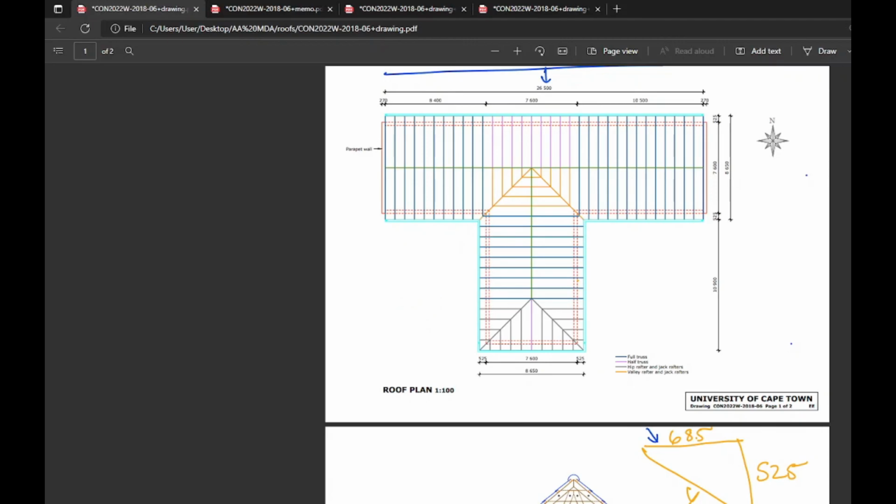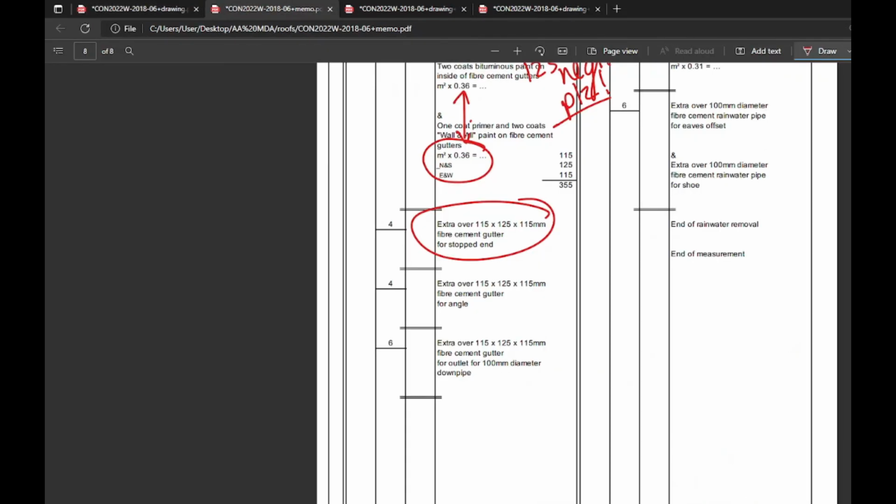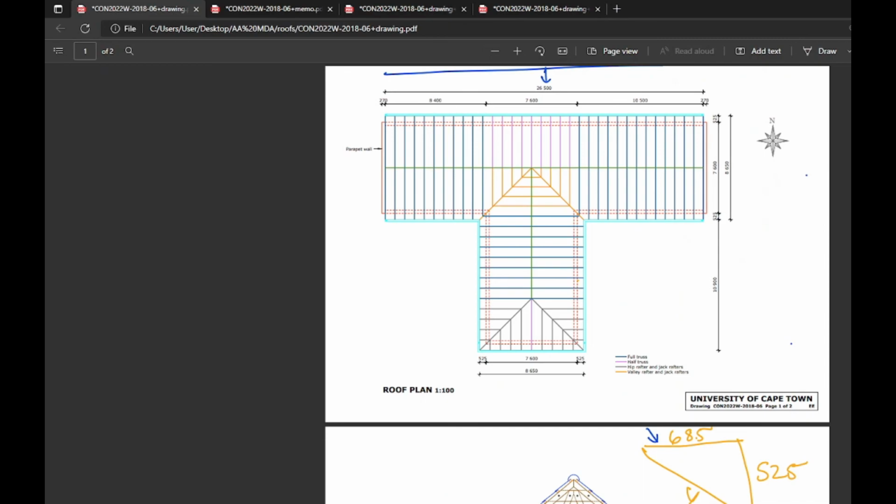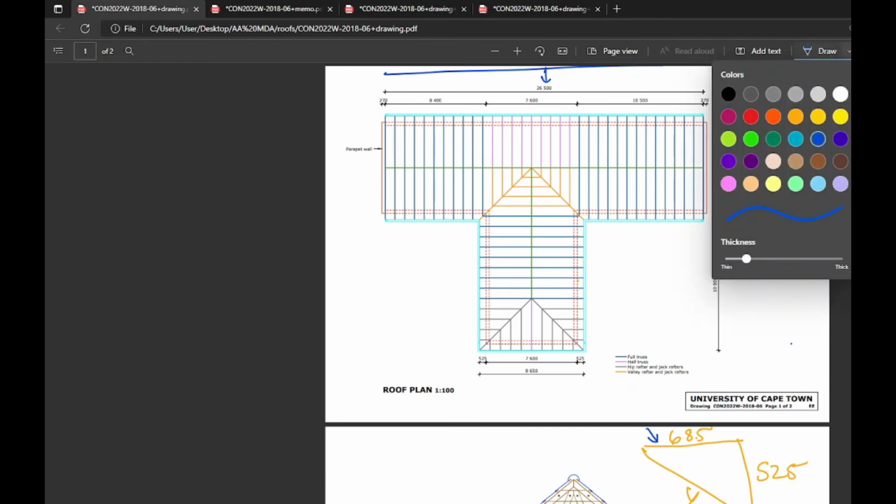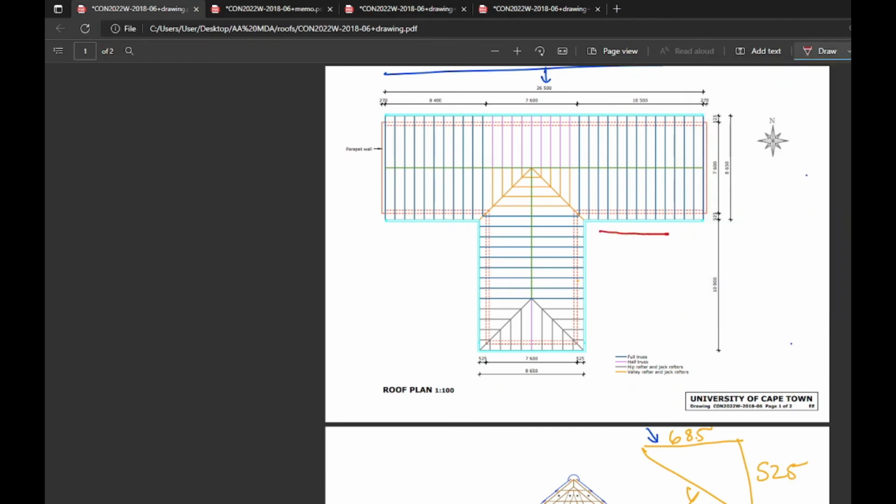Now I want to be careful, I don't want to tell you the wrong thing. The stopped ends, angles and gutters. What I want to explain quickly is that despite this gutter running that way, despite it having an outlet, if you look carefully, there's a little solid blue dot there, and a solid blue dot there, and there's all solid blue dots. Despite it having an outlet, there's also an end to this, and it happens to be right at the outlet.